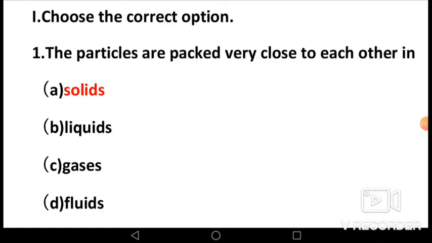Now let's revise MCQ. The particles are packed very close to each other in, the answer is solids, because solids are substances in which the particles are packed very close to each other. In solid, particles are tightly or closely packed. The gaps between the particles are tiny.